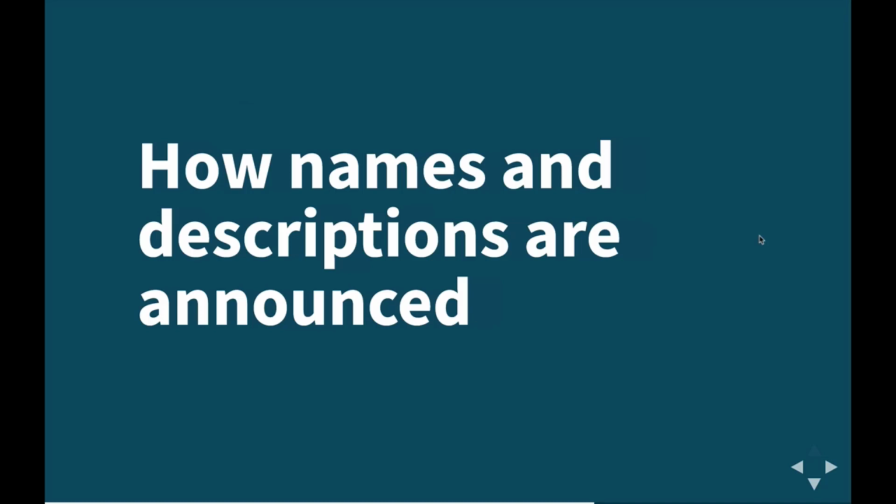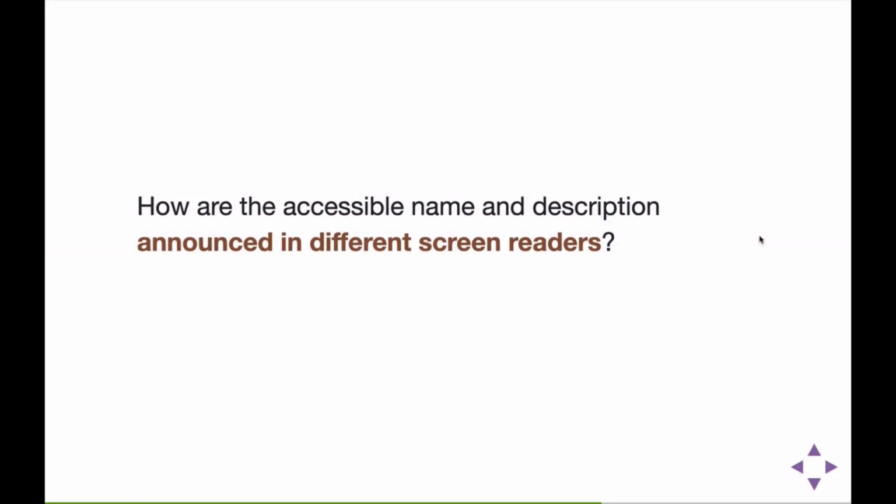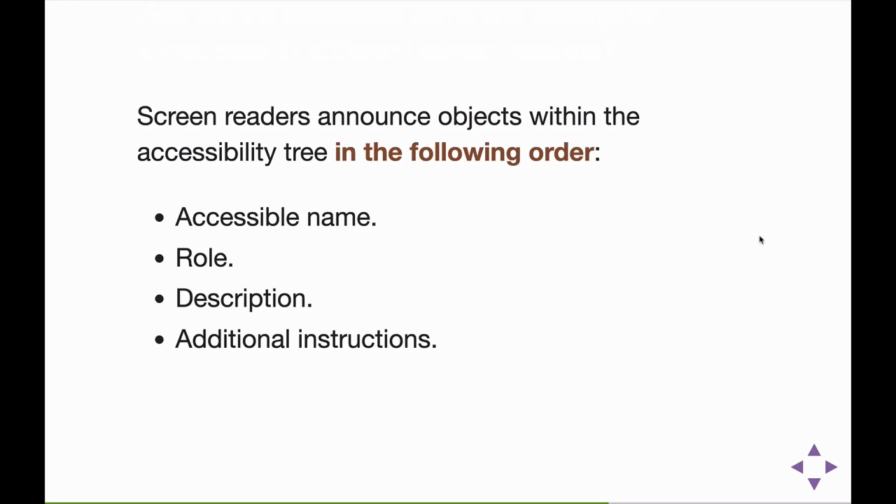Okay, now let's talk about how these accessible names and these accessible descriptions are announced in screen readers. So, how are they announced in different screen readers? Well, generally speaking, screen readers announce objects from the accessible tree in the following way. The first thing they'll often announce is the accessible name for that object. Then they'll announce either the role of the object or a super short instruction around the object. Then they'll announce the accessible description, and then they might, depending on the browser, announce either a tiny bit more or a lot more instructions associated with that element.